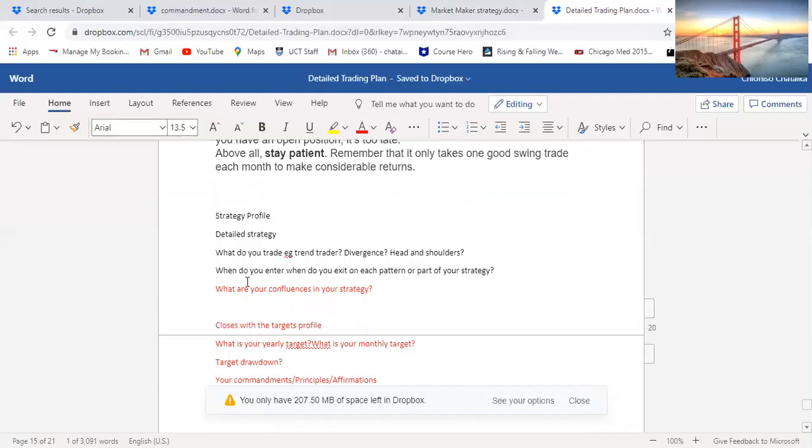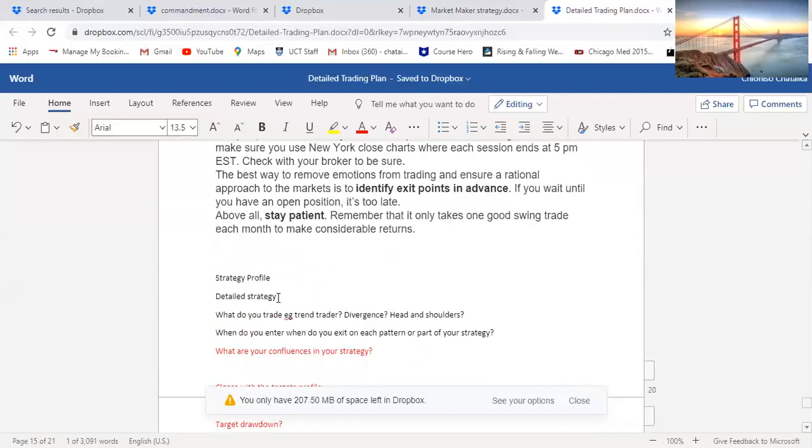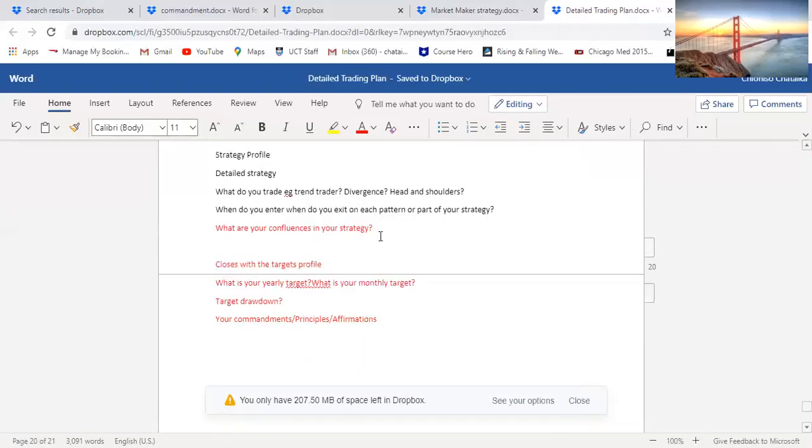Right, then the juicy stuff, the strategy profile. You must give a detailed section of your strategy. What kind of trader are you? Are you a trend trader? Are you a divergence trader? Are you a head and shoulders trader? When do you enter and when do you exit, as part of your strategy? And then what confluences are in your strategy? So for example, let me show you my strategy here.